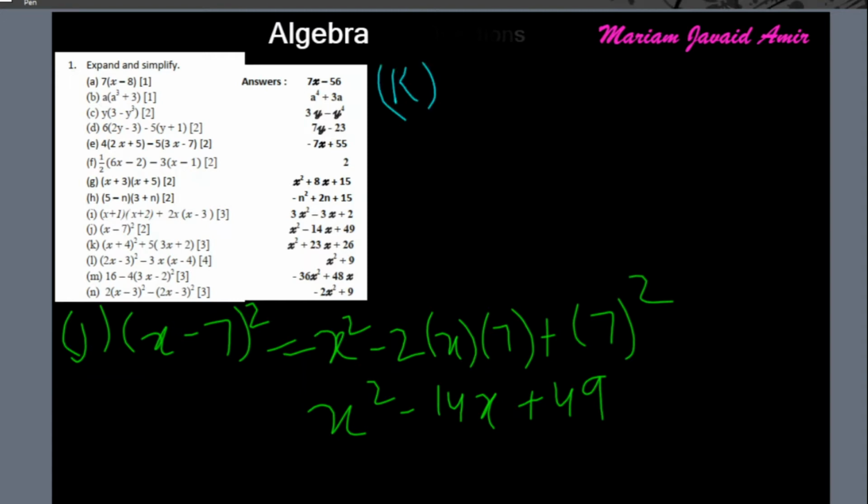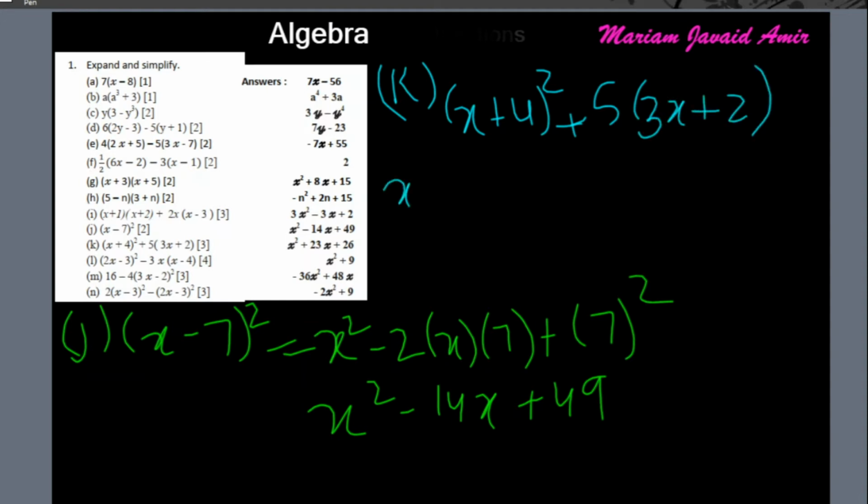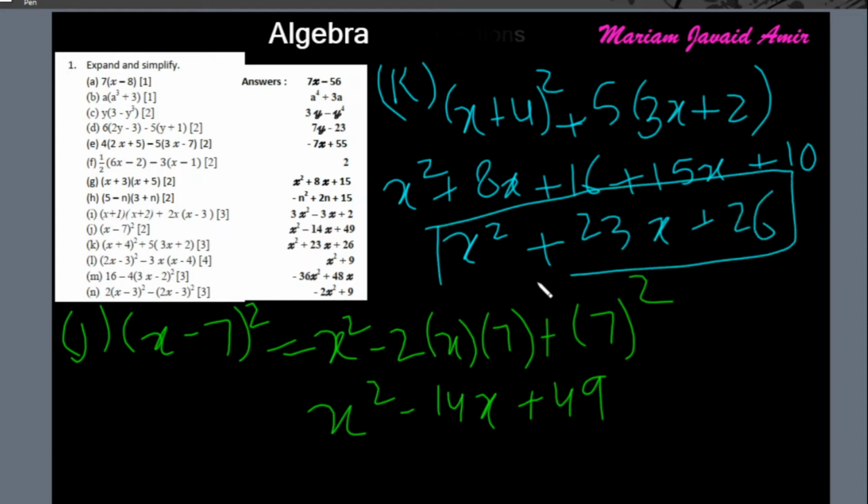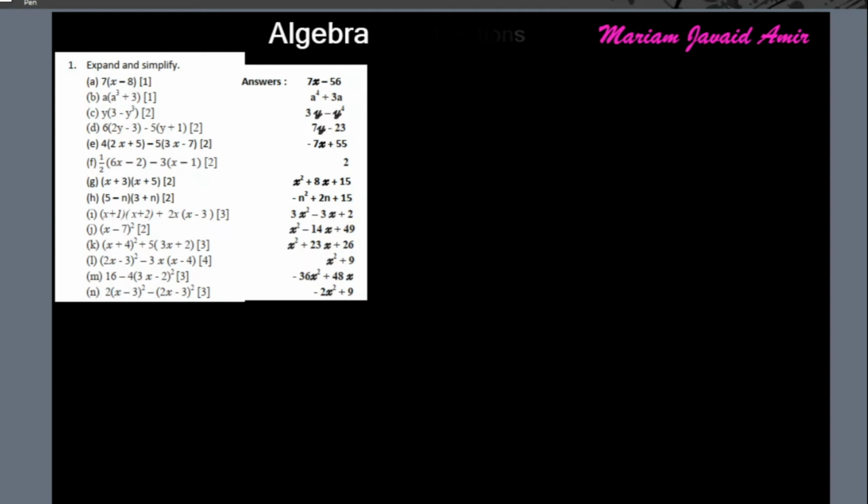Part K is (x plus 4) whole square plus 5 times (3x plus 2). A square plus 2ab plus b square becomes x square plus 8x plus 16, then plus 15x plus 10. So x square plus 8x plus 15x is 23x plus 26. Answer for part K.